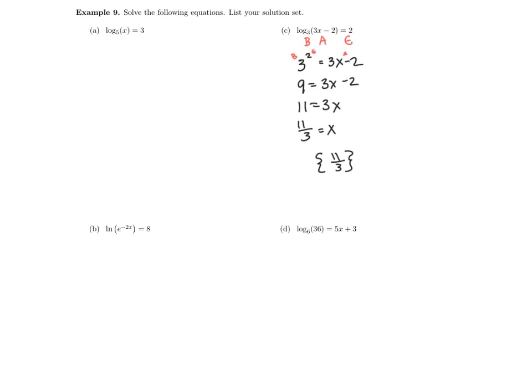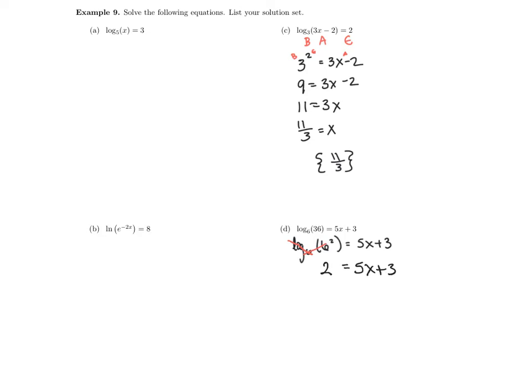So let's try problem D. I look at this and I go, oh, you know what? 36, I can change that into a base of 6. This is going to be log base 6 of 6 squared is equal to 5x plus 3. From here, I can cancel out my bases of 6. Remember, when I cancel out the big base and little base, the log has to come with the little base. So we're just left with 2 is equal to 5x plus 3.